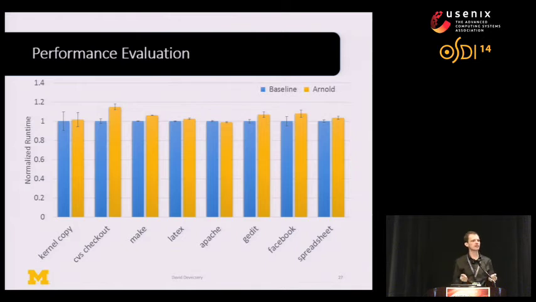CVS checkout functions somewhat like a netcat operation. It brings all the data in off the network, and in this case, it's off of a LAN, so it's faster than our hard drive can store, and it writes it to the hard drive. But since it's pulling the data off of the network, we have to store the data again. So we're going to have to store the data twice, causing us to have a slightly higher overhead.